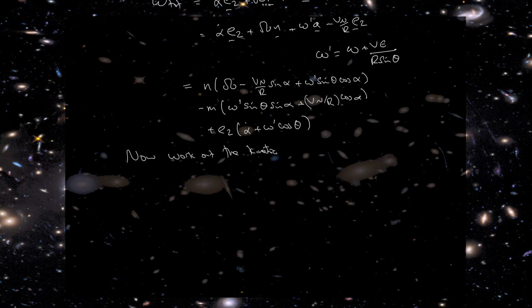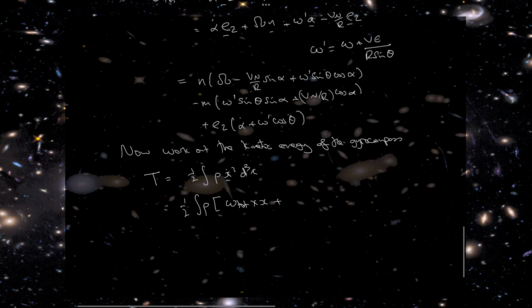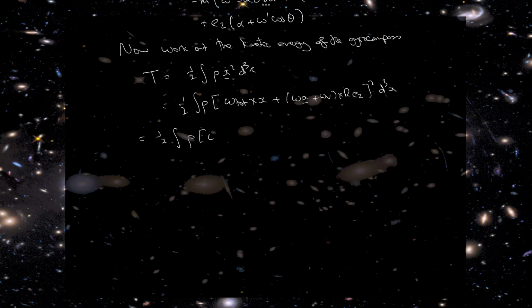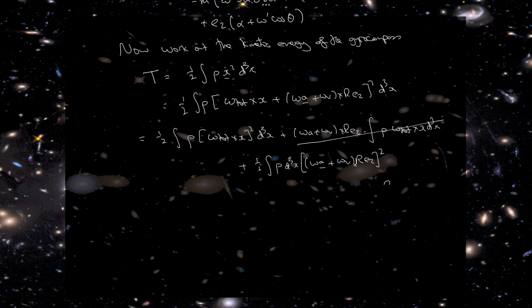Now work out the kinetic energy of the gyrocompass. T is a half the integral of rho x dot squared d3x. It's a half the integral of rho times omega total cross x plus omega a plus omega v cross Rez squared d3x. That's a half the integral rho omega total cross x squared d3x. We get a cross term and this final term here.